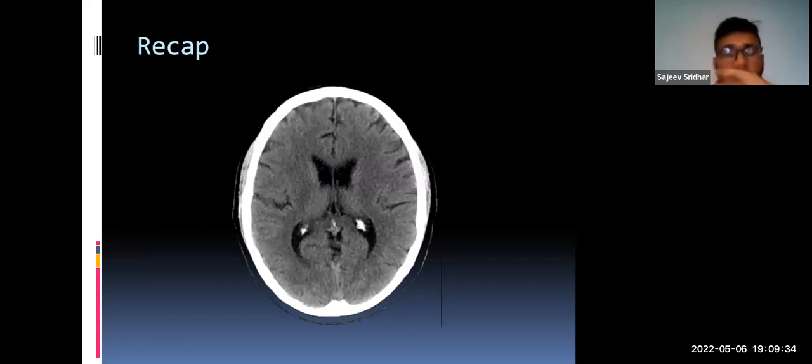Recap. So obviously that is a picture of a CT head. You can see the brain very, very clearly. Now, I don't need to point out that the top is the anterior, the bottom is the posterior. And particularly with the way you're viewing the CT, the left is the right side of the patient and the right is the left side of the patient.